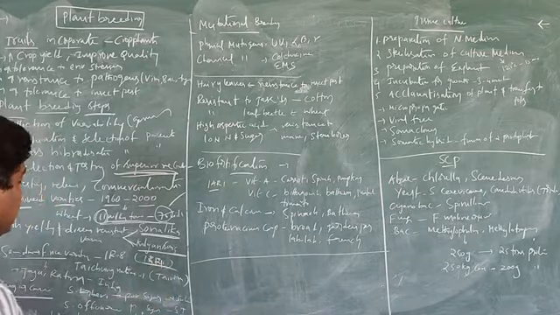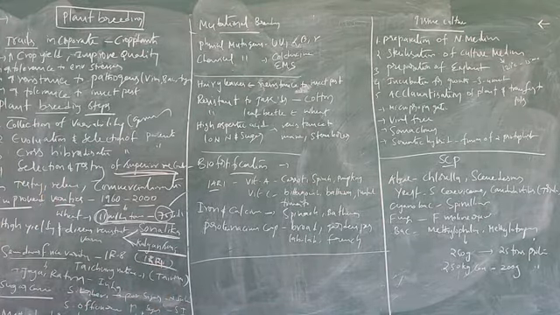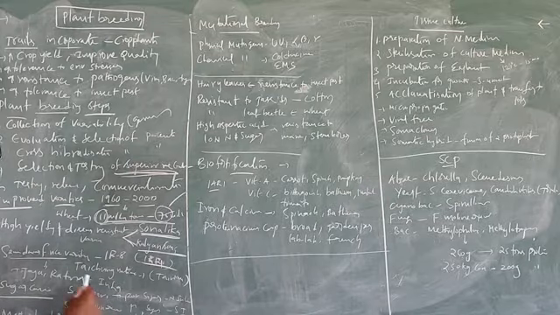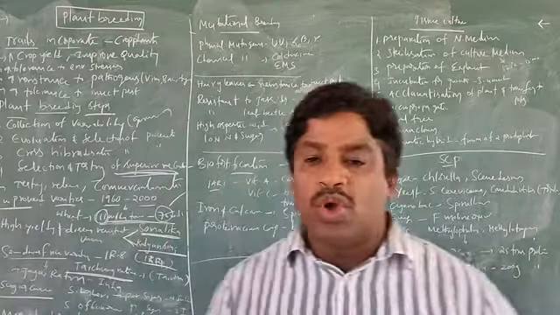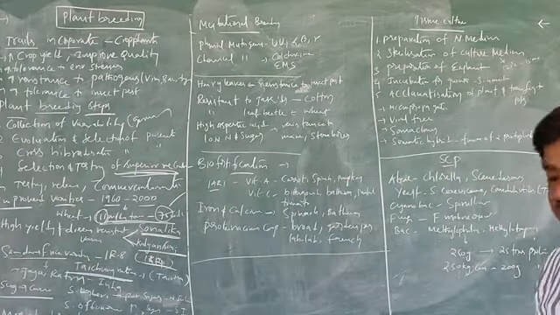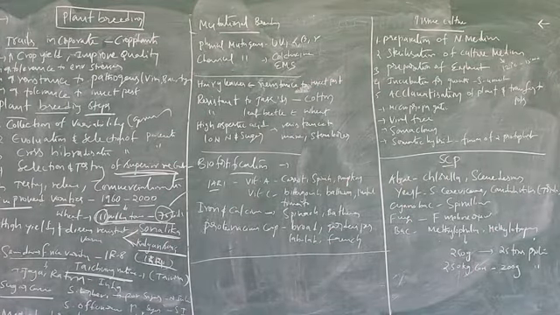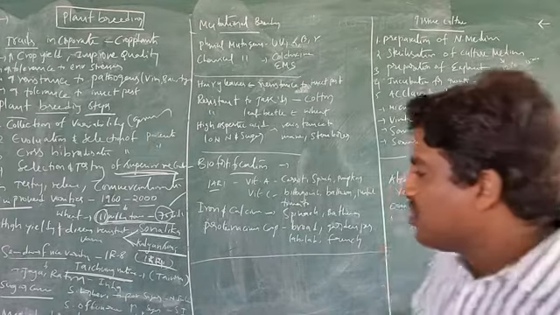So IRRI is developed. Okay, so next, Taichung 81. This is also one of the semi-dwarf varieties. It originated from the Taiwan region. Okay, and it is also a semi-dwarf variety.